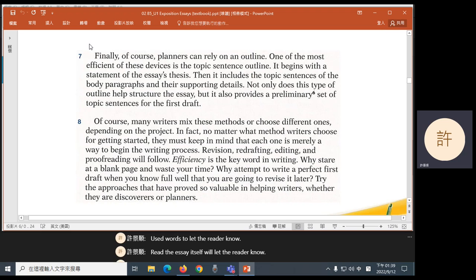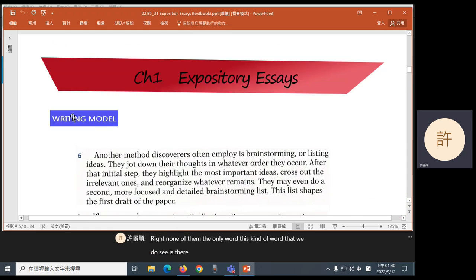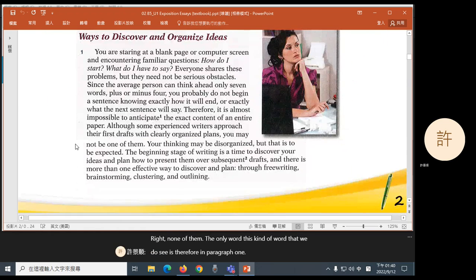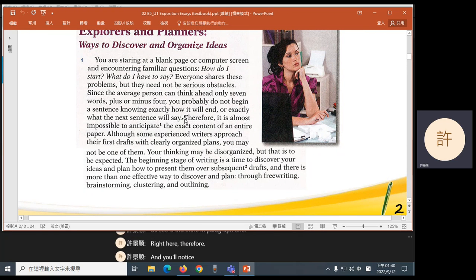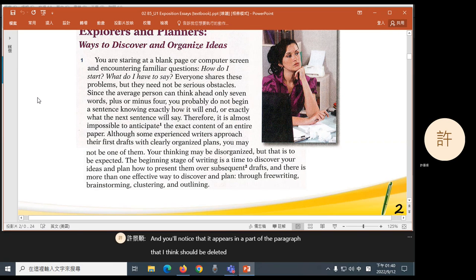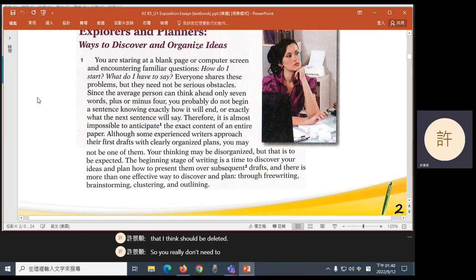So, for example, throughout the entire essay, we don't see words like however, moreover, in addition, right? None of them. The only word, this kind of word that we do see is therefore in paragraph one. Right here, therefore. And you'll notice that it appears in a part of the paragraph that I think should be deleted. So you really don't need to use these kinds of words.